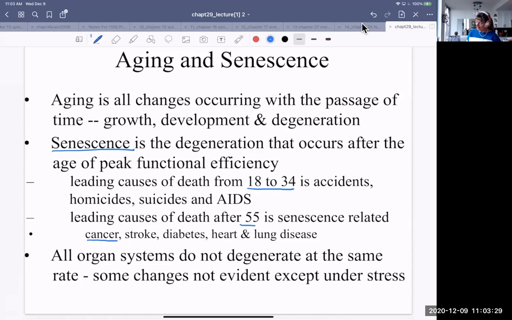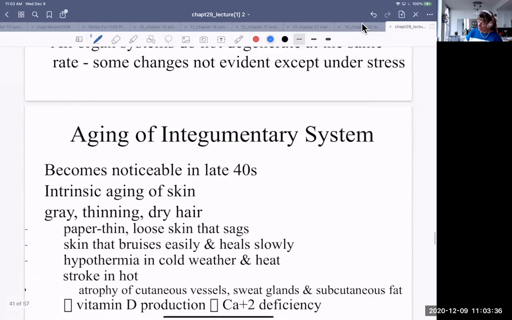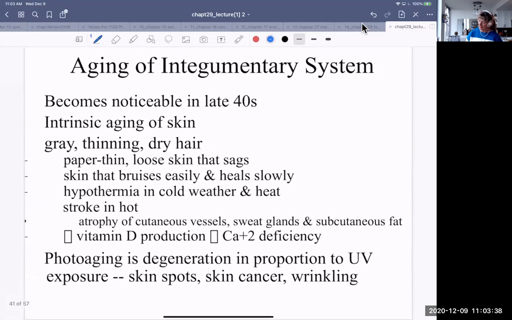The organ systems do not degenerate at the same rate, and some changes are not evident except under stress or some kind of trauma or injury. So the aging of the integumentary system becomes noticeable in about the late 40s. There's intrinsic aging of the skin. The hair becomes gray, the hair thins, the skin becomes thinner and looser, and that's largely due to a lack of collagen.